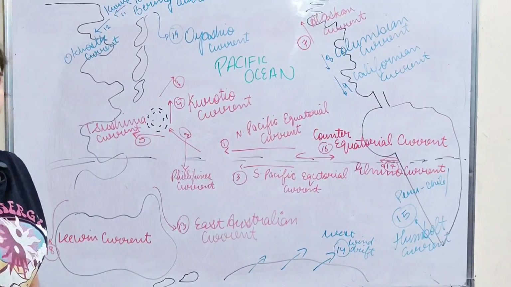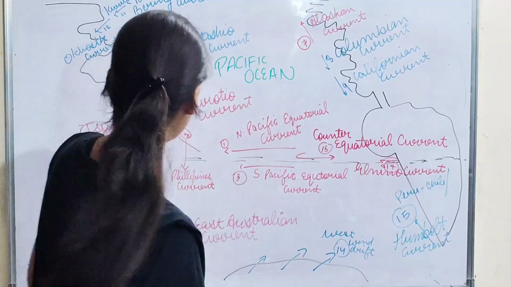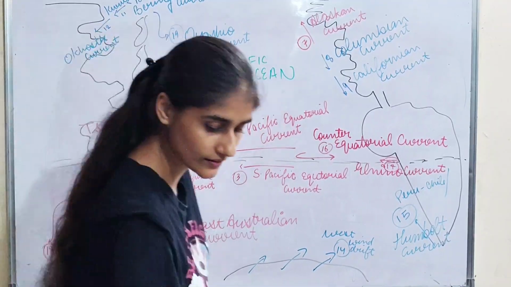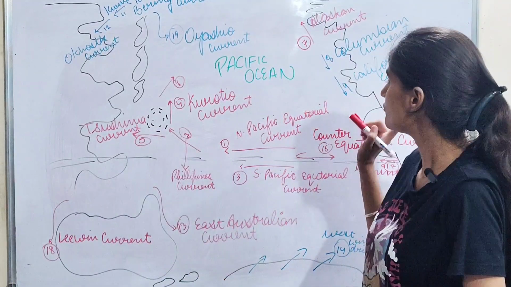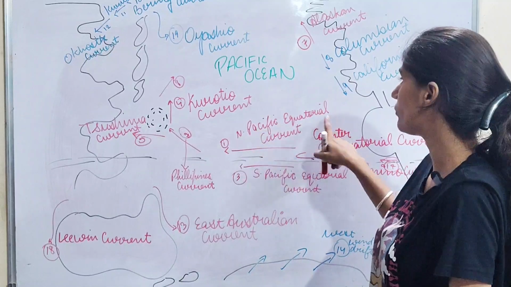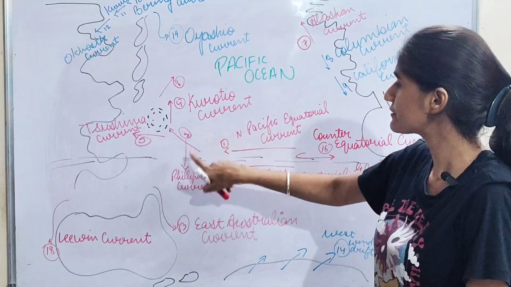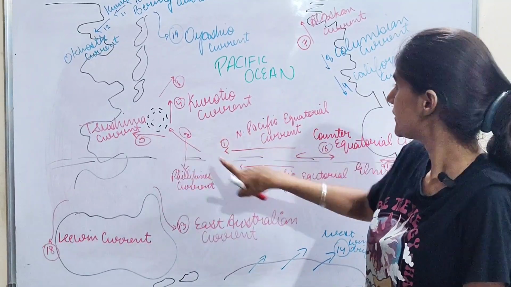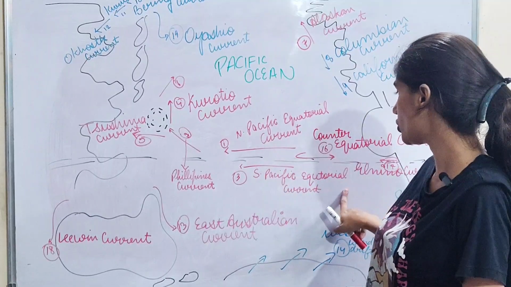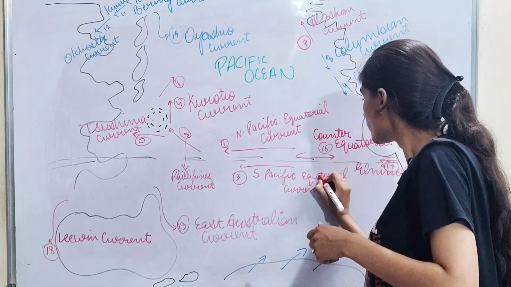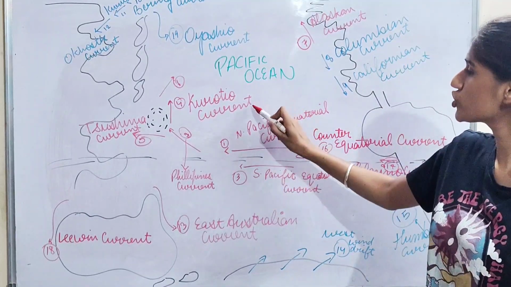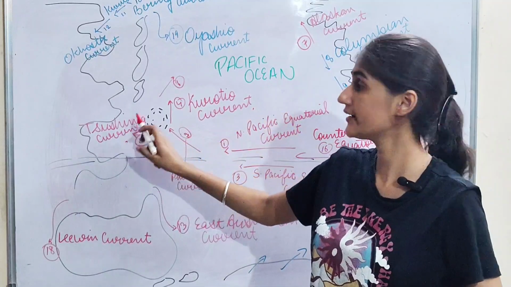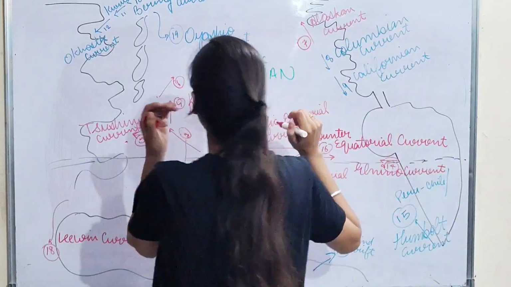Okay, so I think you have taken it. Let's revise it. The first is North Pacific Equatorial Current. Second is Philippines Current. Third is South Pacific Equatorial Current. Fourth is Kuroshio Current. Fifth is Tsushima Current. Sixth, oh, I have not written, this is North Pacific Drift.